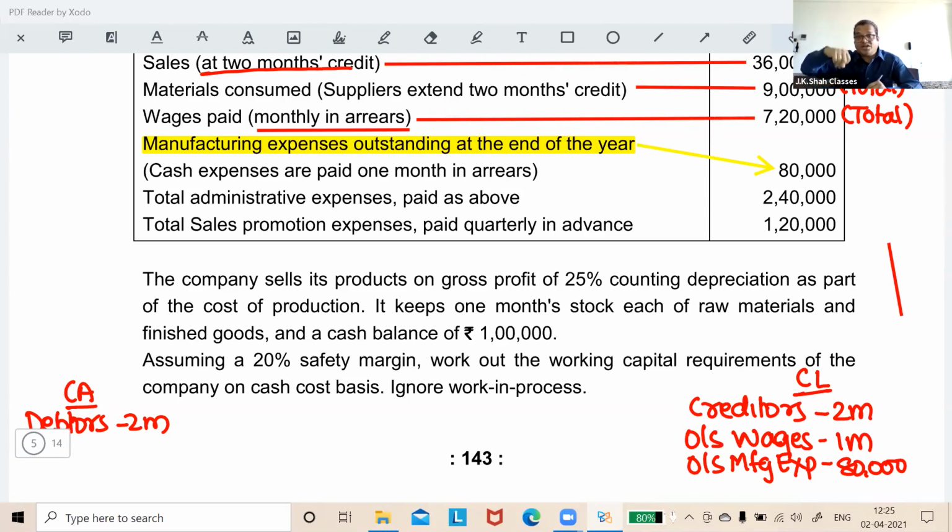But sir, in income statement, we have to write the annual amount. We don't write the outstanding amount. And that's why, to remove your worries, they have given over here. See, these manufacturing expenses are cash expenses paid 1 month in a year. So they are telling you that this 80,000 is for a duration of how much? 1 month. So you can go reverse calculation. If 80,000 is for 1 month, guys, what will be the annual amount?